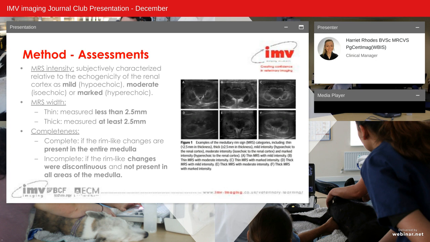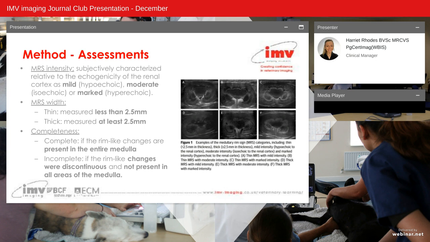When present bilaterally, the medullary rim sign symmetry between the left and right kidneys was assessed with respect to the intensity, thickness, and completeness. Looking at the figure for reference, the medullary intensity was subjectively characterized relative to the echogenicity of the renal cortex as either mild, so hyperechoic, which is displayed in pictures A and D, moderate, isoechoic in pictures B and E, or marked hyperechoic in pictures C and F.